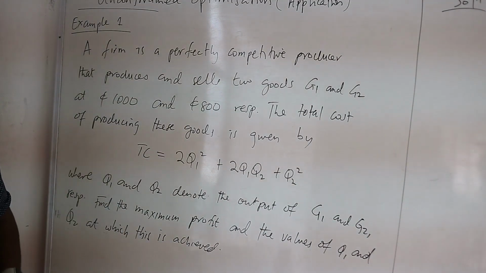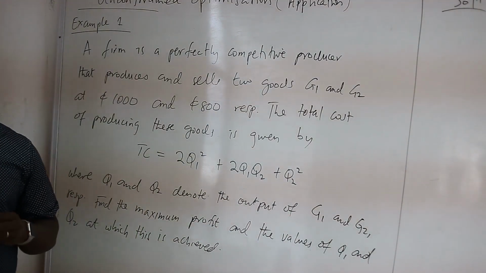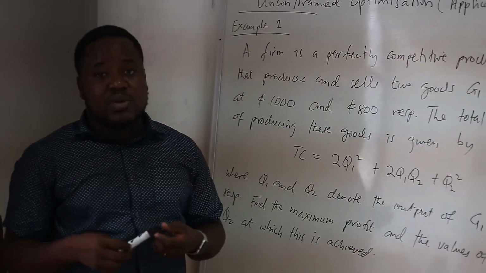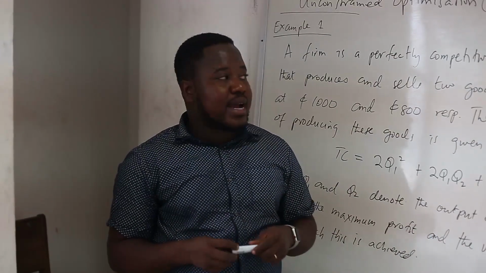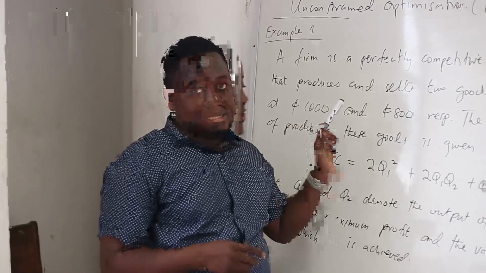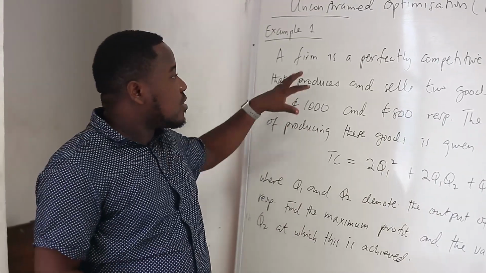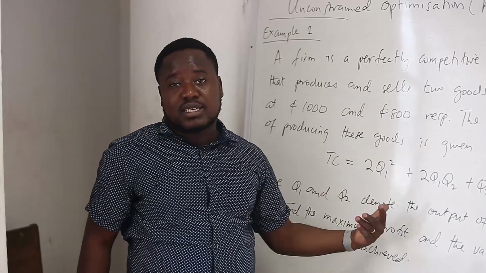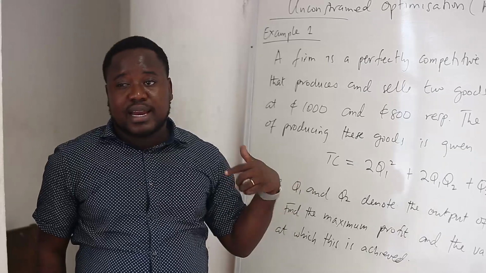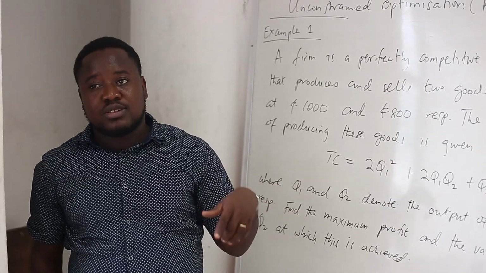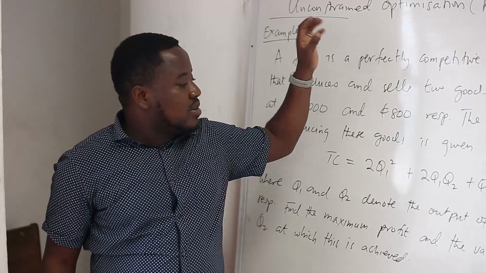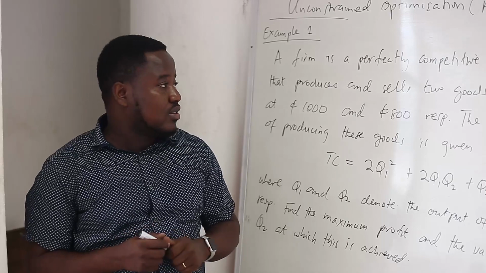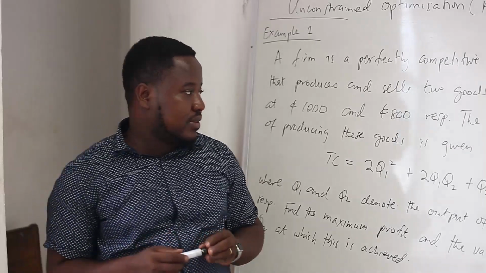So you find the maximum profit and the values of Q1 and Q2 at which it is achieved. The first thing we have to do is find the profit function. It's the profit function that we have to maximize in order to find the quantities that maximize that profit. Most of the work in this question is just to find the profit function. After getting the profit function, you apply the first and the second order conditions to find the output level that maximizes your profit. So first we'll find profit.